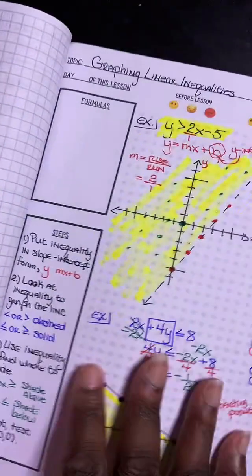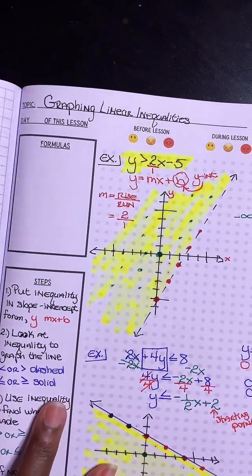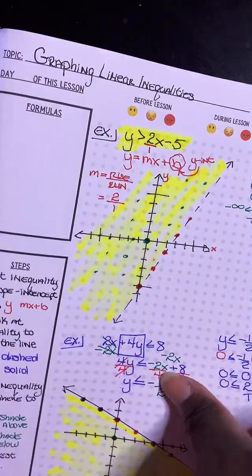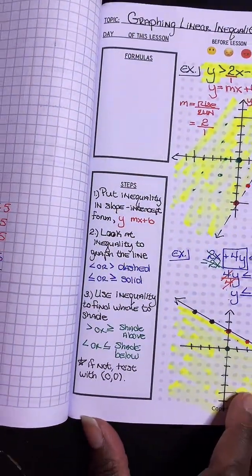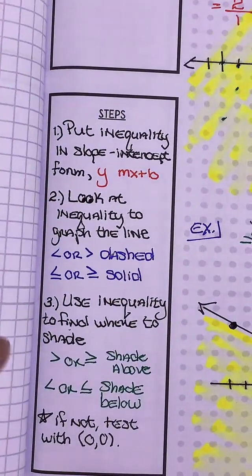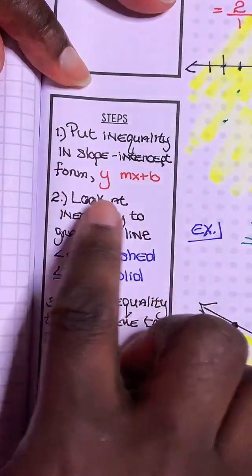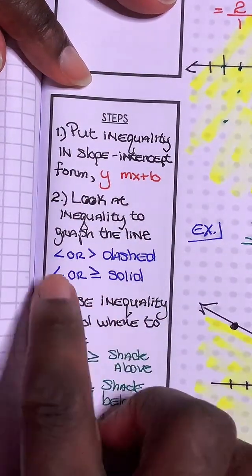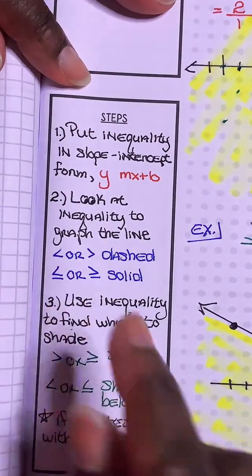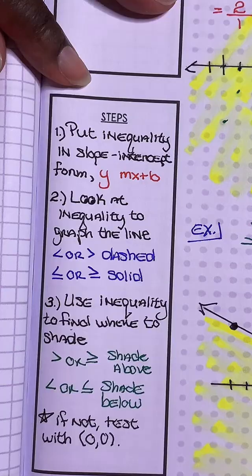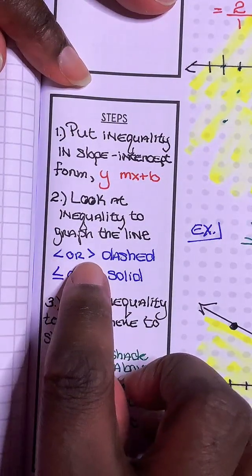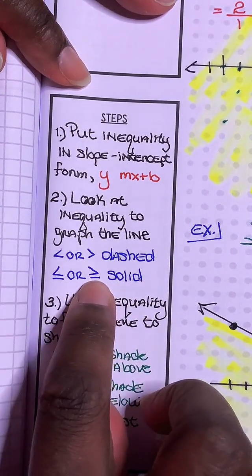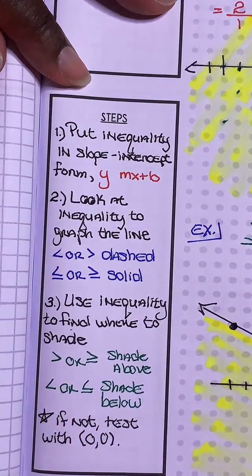So when you're dealing with linear inequalities, that's basically what's happening. Let me go through the steps again. One, you're going to put the inequality in slope-intercept form. Basically, you're solving for y. Two, you're going to look at the inequality symbol to see whether you draw a solid line or a dashed line. If it's just less than or greater than, it's going to be a dashed line. If it's less than or equal to or greater than or equal to, it's going to be a solid line.